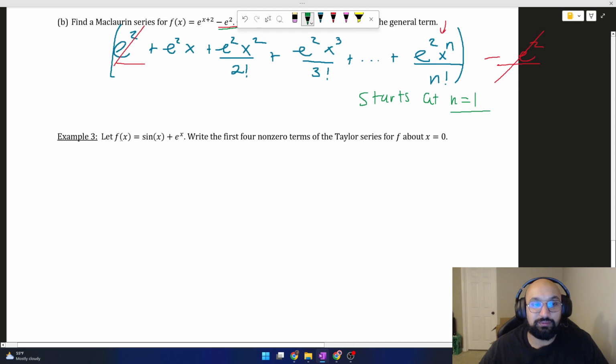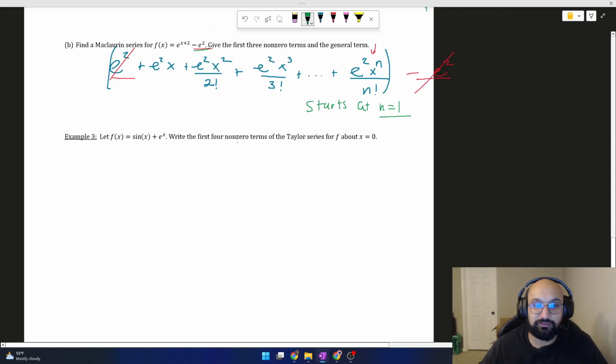Okay, good. The sine of x plus e to the x, our job is to write the first 4 non-zero terms of the Taylor series about 0. Remember that the Taylor series about 0 is just another way of saying the Maclaurin. And remember that if it doesn't ask us for the general term, we don't have to write the general term. Instead, we just do something quite simple.